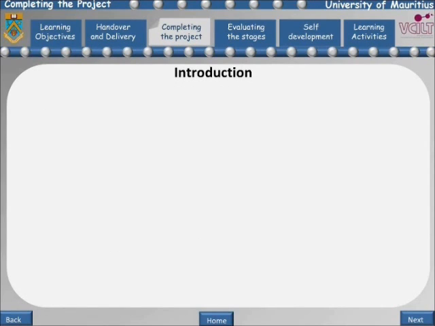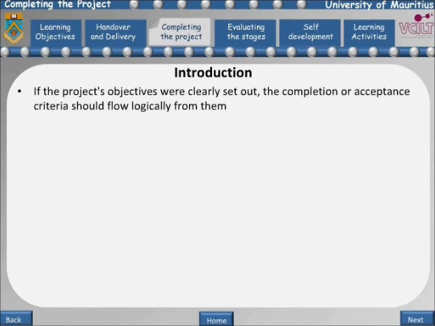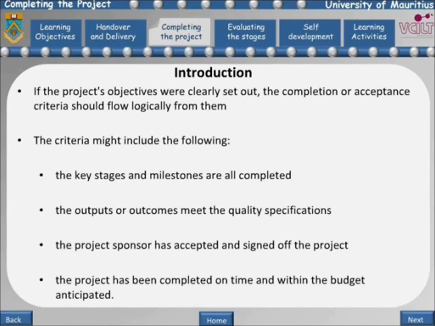As handovers can take place at many stages, not just the concluding stage of a project, handover is not, in itself, completion of the project. If the project's objectives were clearly set out, the completion or acceptance criteria should flow logically from them. Such criteria might include the following points below.